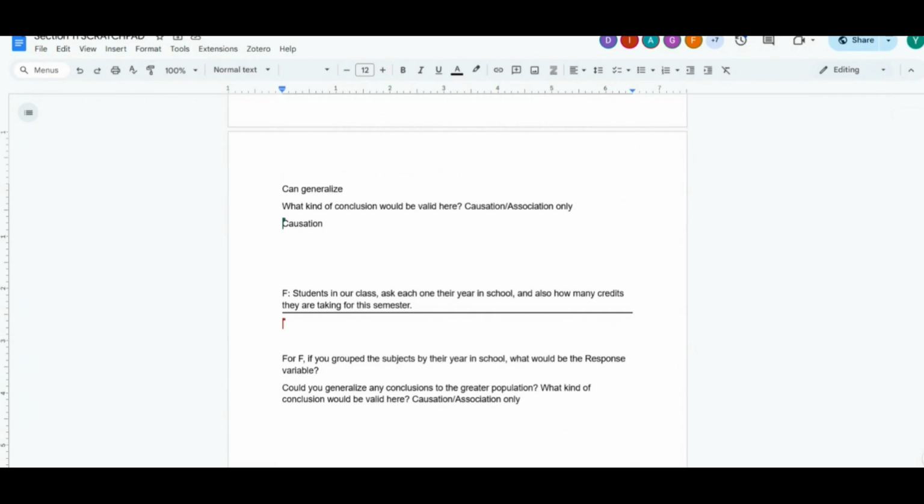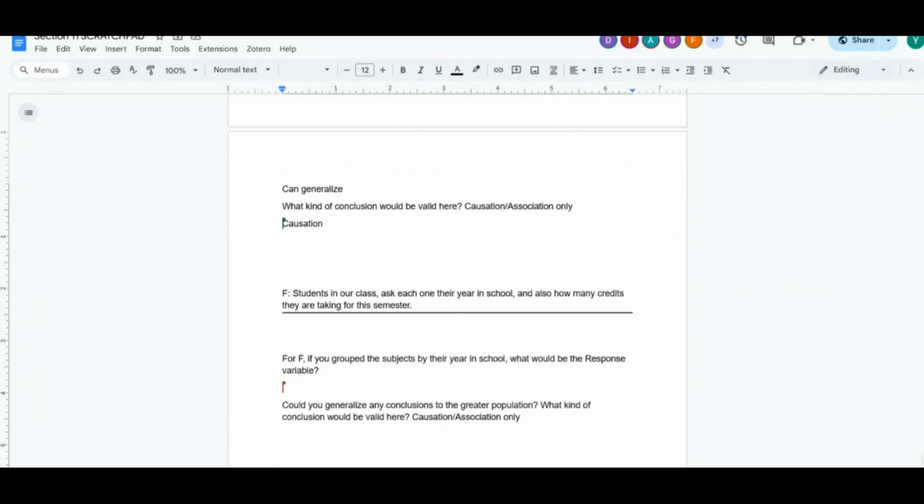Students in our class, you ask each one their year in school and how many credits they're taking this semester. Okay, I hope you realize this is one of those low quality studies. This is students in our class. Is it random at all? No. So you cannot generalize. If you group them by their year in school, what would make the response variable? So you're grouping them. The explanatory is year in school, freshman, sophomore, junior, senior, right? If you did that, then what would be the other variable that would be the response? The response will have to be the number of credits they're taking this semester.